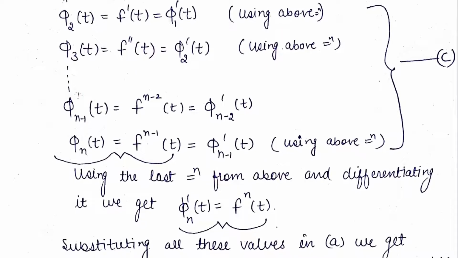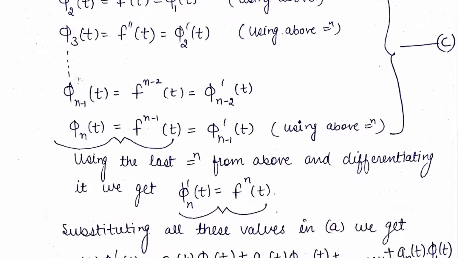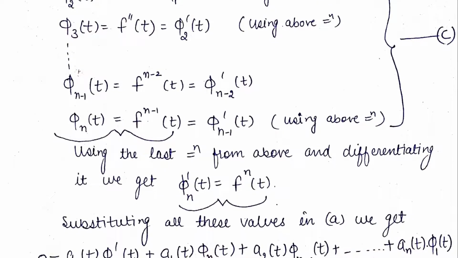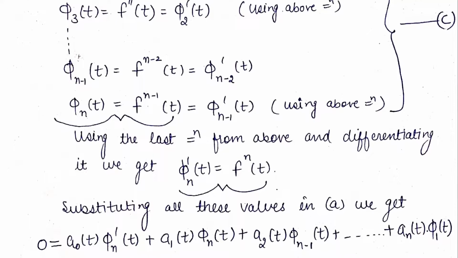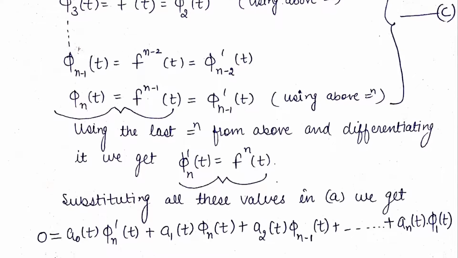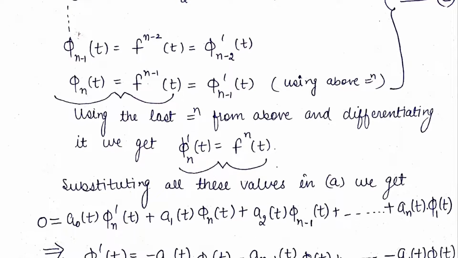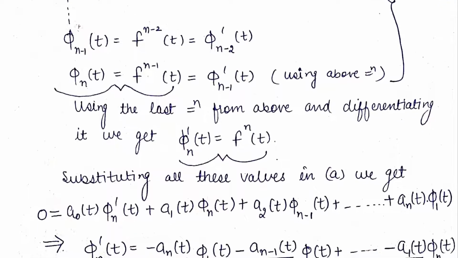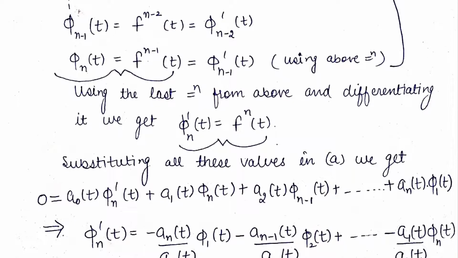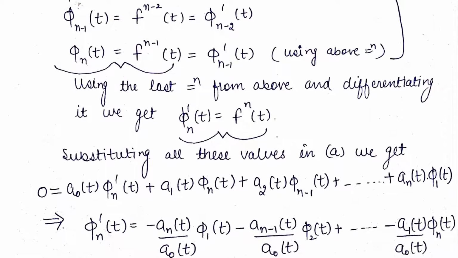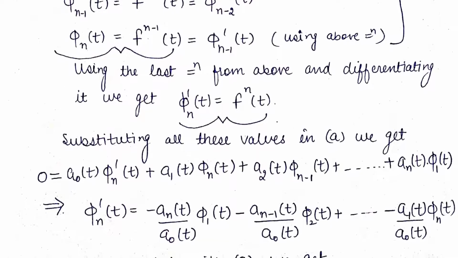But from the previous equation, we get that this f'(t) is equal to phi_1'(t). And similarly, phi_3(t) is equal to f''(t), and from the previous one, we get this f''(t) is equal to phi_2'(t). Moving in the same manner, phi_{n-1}(t) is equal to the (n-2)th derivative of f, which is equal to phi_{n-2}'(t). And from the last entry, we get that phi_n(t) is equal to the (n-1)th derivative of f, which is equal to, from the previous equation, phi_{n-1}'(t). Now we name these equations as C.